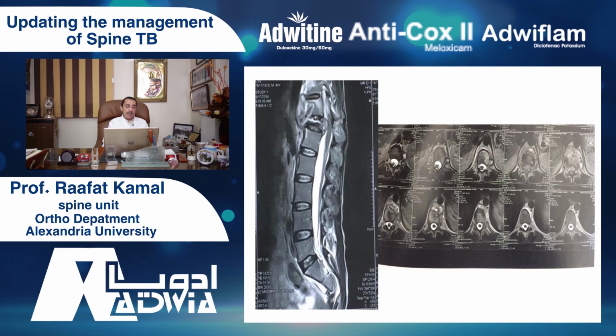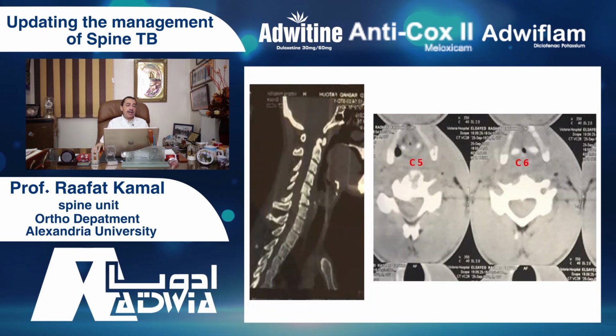So in this patient we had other X-rays, CT and MRI of the cervical spine, and what was found is that there is complete destruction of the body of C5 and starting destruction of C6 by the infection, which means that there is another infection focus which is present in the cervical spine.